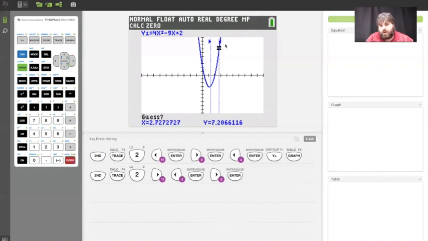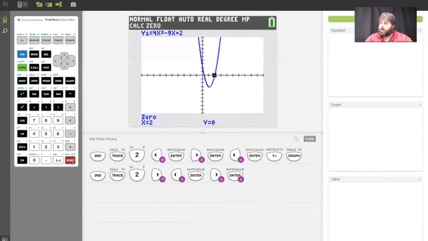You see how this 0 is right in between my boundary lines? It's going to search within those boundary lines for your 0. So when you hit enter a third time, because it says guess, you hit enter, it's going to say 2. So that's the other 0. Okay? That is the process of finding the zeros of a function.